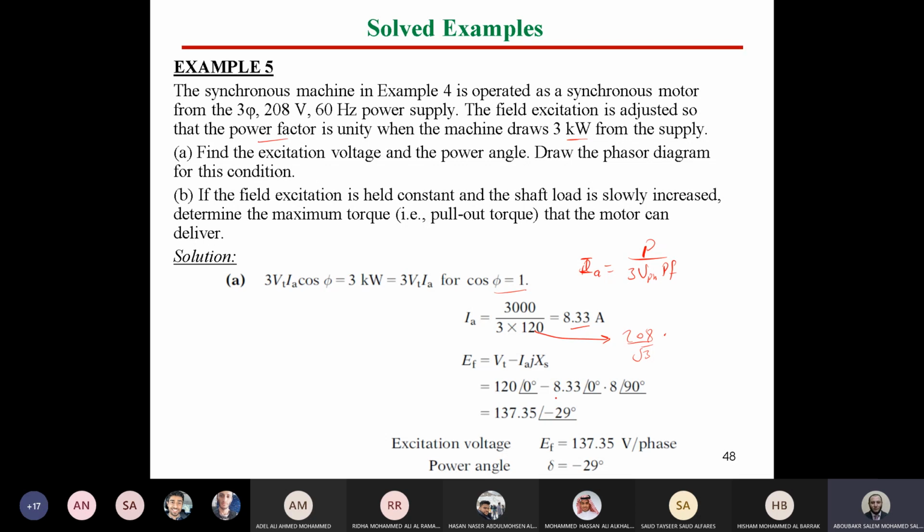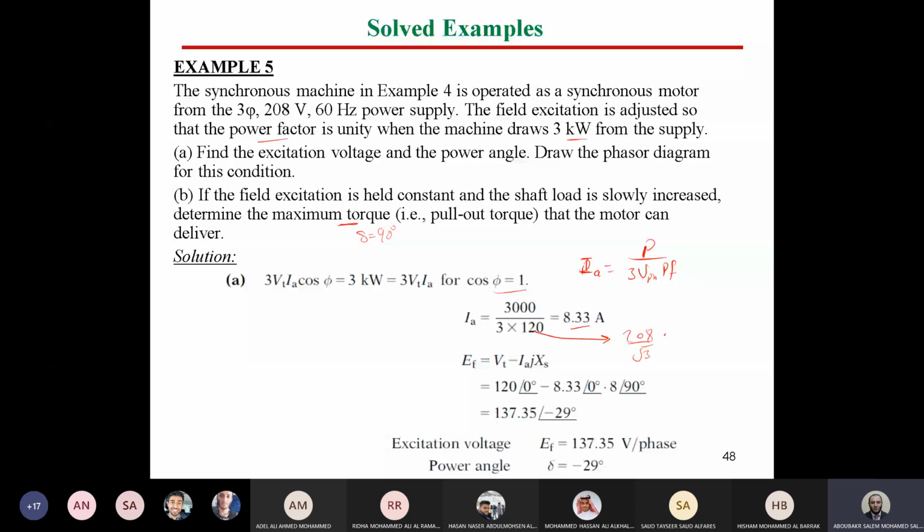Part B: if the field excitation is held constant, so EF will be the same as we calculated in part A, and the shaft load is slowly increased. We increase the power now, which means the power will be increased over 3 kilowatts. The requirement is to determine the maximum torque. Maximum torque means torque at power angle equal 90 degrees, right? Torque at maximum power. So we need to calculate only the value of torque according to the angle delta equal 90 degrees.